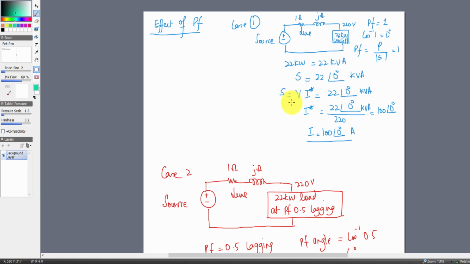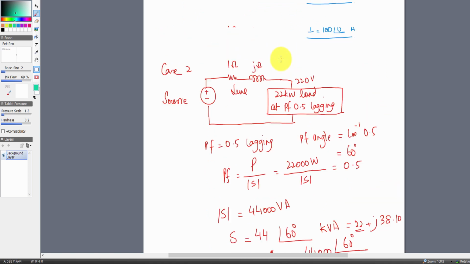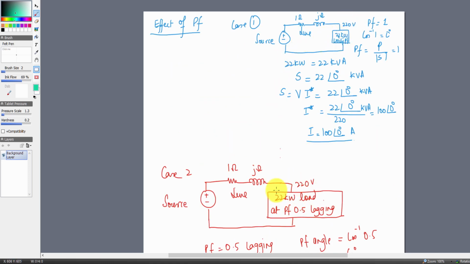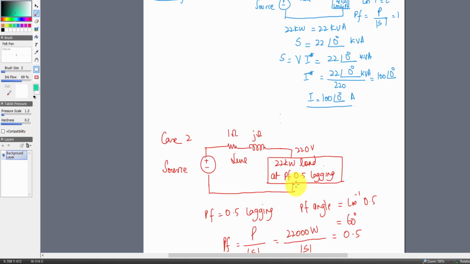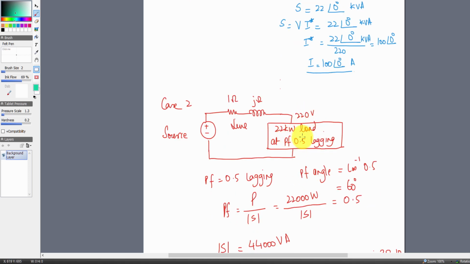Now we take case 2. We have the same load, 22 kilowatt, that's actually doing the work here, but the power factor is 0.5 lagging. That means it has a huge inductive component in this load. It has a resistor and it has an inductor as well. Due to the very large inductance, the power factor is now 0.5 lagging. So the power factor angle is cos inverse 0.5, that is 60 degrees. I'm going to write plus here because lagging is here, and this 60 degrees is θV minus θI, and the current angle is less than the voltage angle.